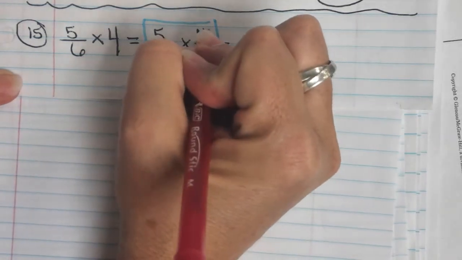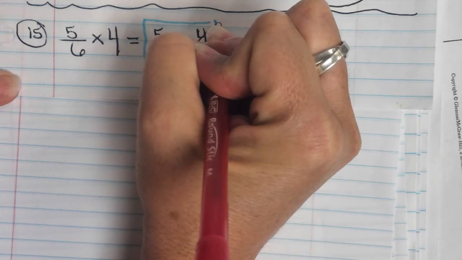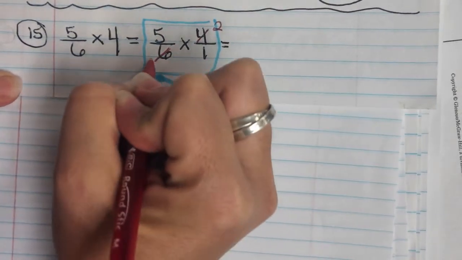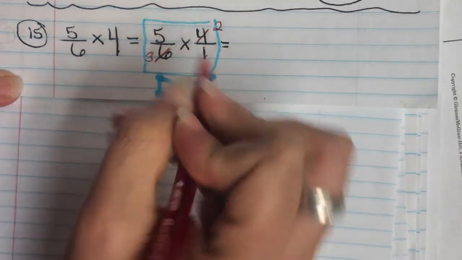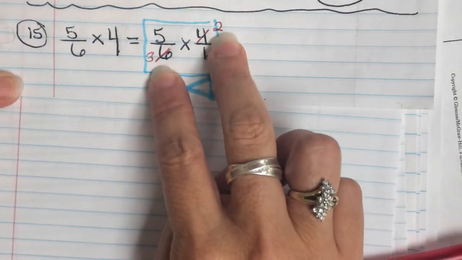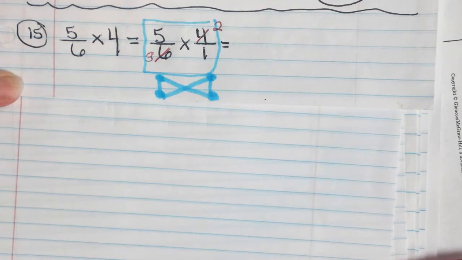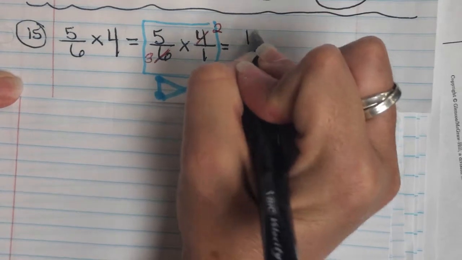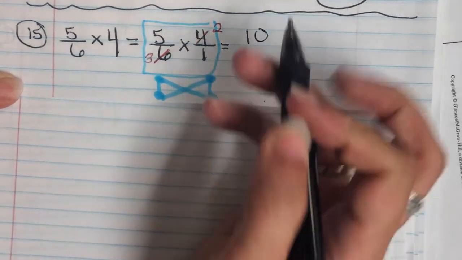2 goes into 4 how many times? 2. And 2 goes into 6? 3. Okay. You just simplified in the math problem instead of waiting until the answer. And it makes the problem usually a little bit easier. Okay, so watch. What is 5 times 2? 10. What is 3 times 1?